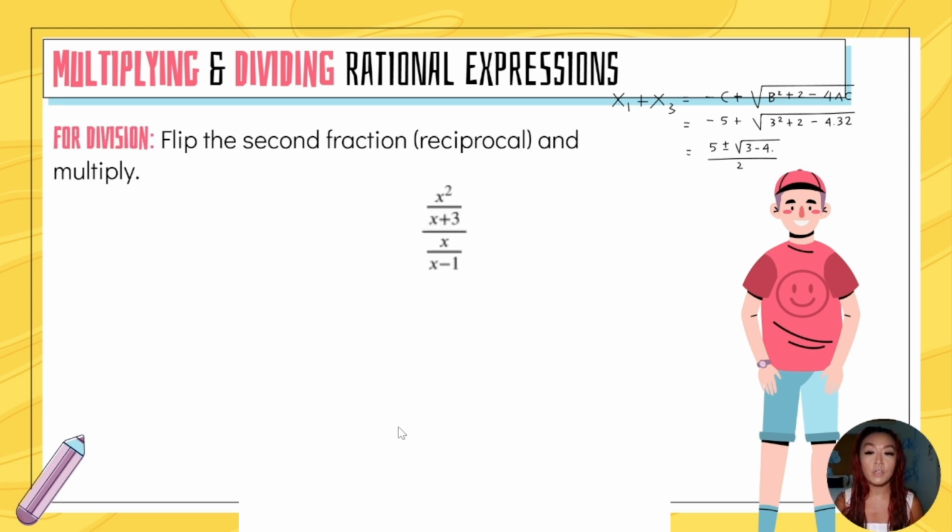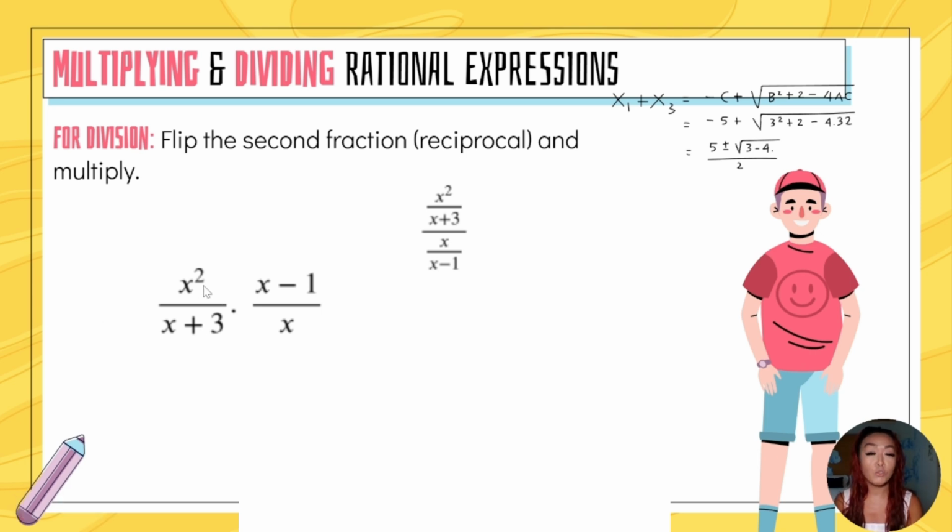Now on to division. We're going to flip the second fraction and multiply, right? Just like dividing regular fractions, you're just multiplying by the reciprocal. So let's rewrite this as x squared over (x + 3) times (x - 1) over x, right? This second term here is just the reciprocal of the denominator in the expression. And now we just have to multiply.